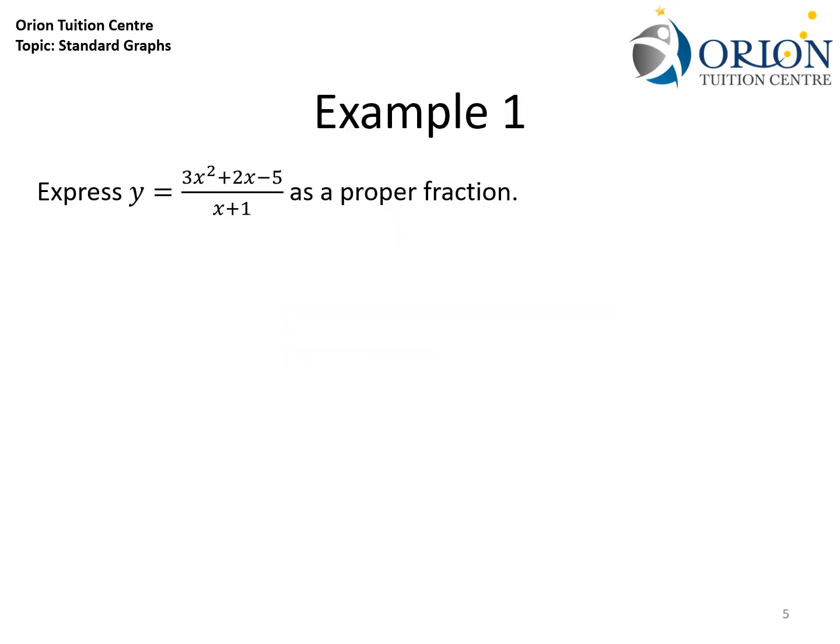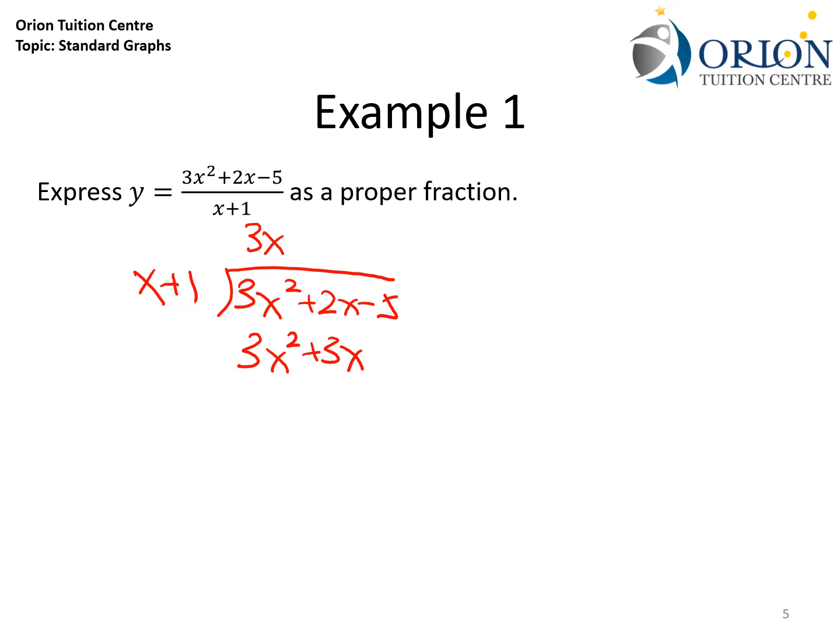In example 1, we are asked to express this particular rational function as a proper fraction. And so let's perform a long division. First, let's write down our two terms, 3x squared plus 2x minus 5 within the bracket, and x plus 1 outside. So now I know I need to eliminate 3x squared, and how I can do so is to introduce a 3x, because 3x multiplied by x plus 1 gives me a 3x squared, and the 3x squared will cancel out nicely. So I will have 3x squared plus 3x, and I put a minus sign outside.